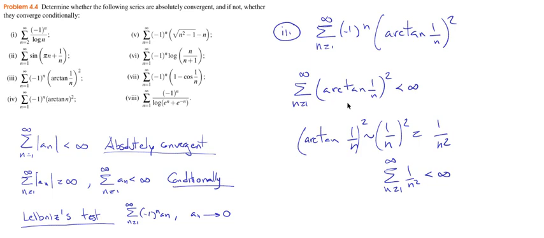But this is the series of the absolute terms, so this series is absolutely convergent, okay? And this implies that the original series with the alternating terms also converges, okay? So if you're absolutely convergent, then the original series also converges.